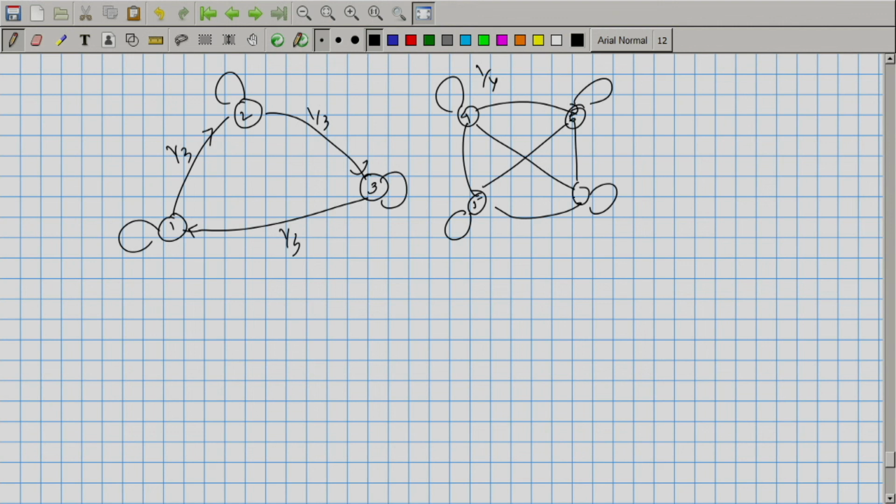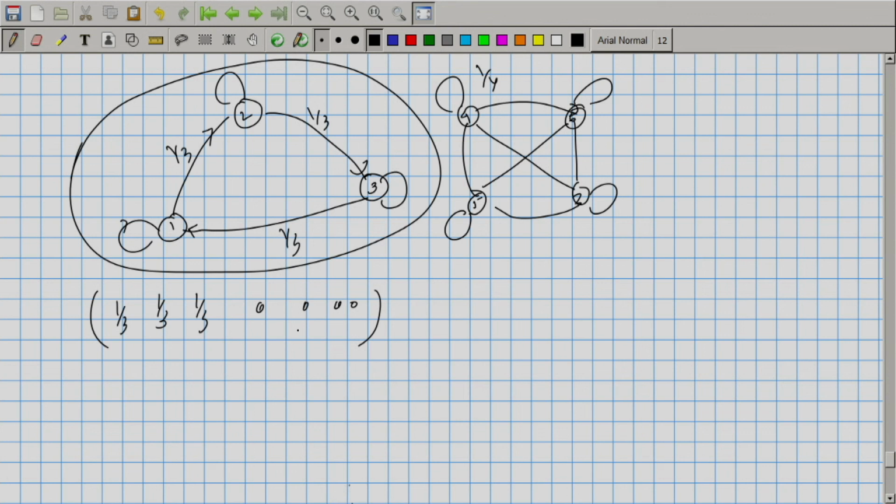Now, if you start in, let's say, 1/3, 1/3, 1/3, and 0 for the other 4 states, then we know that we are just going to remain in this portion of the Markov chain, and therefore the steady state distribution is again going to be 1/3, 1/3, 1/3. By a similar logic, 0, 0, 0, 1/4, 1/4, 1/4, 1/4, 1/4 is also going to be a steady state distribution. So, if you take the union of these two, that is going to be a Markov chain which will not have a unique stationary distribution.